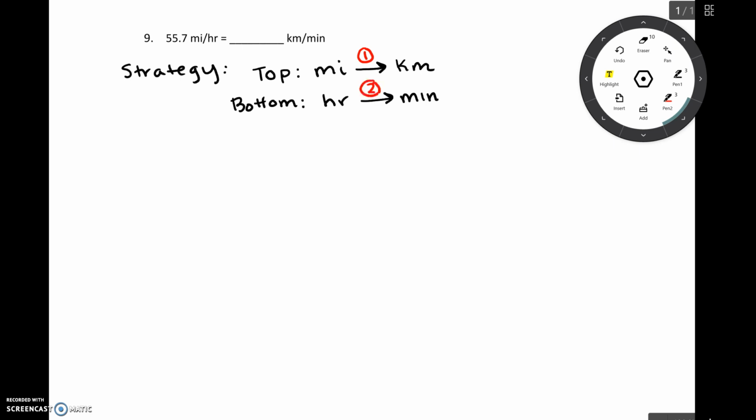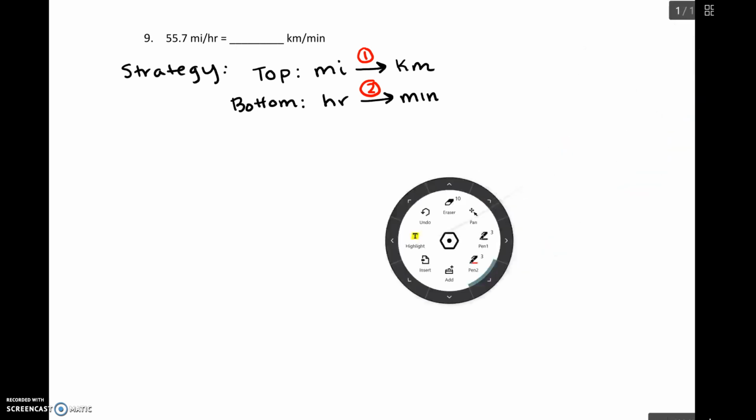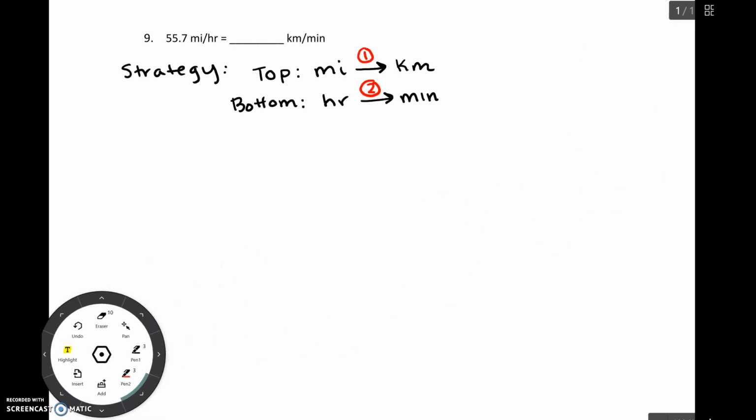So just like I do with any unit conversion problem, I've come up with my strategy. I have a plan for how I'm going to convert all of the units to get to that desired kilometers per minute. And I need an equivalence for each step. So I'm going to write down my equivalences here. I'm looking at my blue reference sheet as I do this.